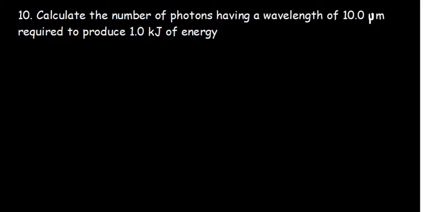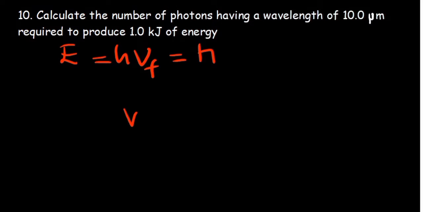Question 10. Calculate the number of photons having a wavelength of 10 micrometers required to produce energy of 1 kilojoule. Okay, so the number of photons. The energy of a single photon is given as a product of Planck's constant and the frequency. We also know that the frequency is inversely proportional to the wavelength. So it's c over what? The wavelength there.